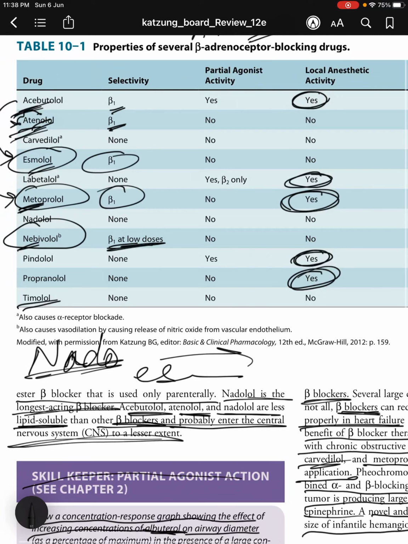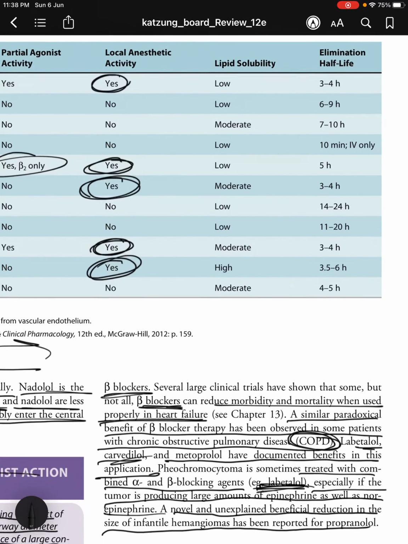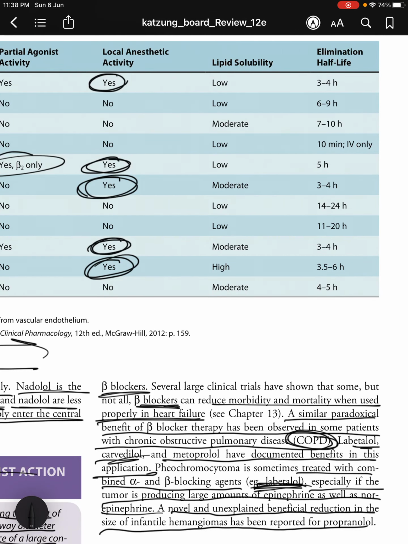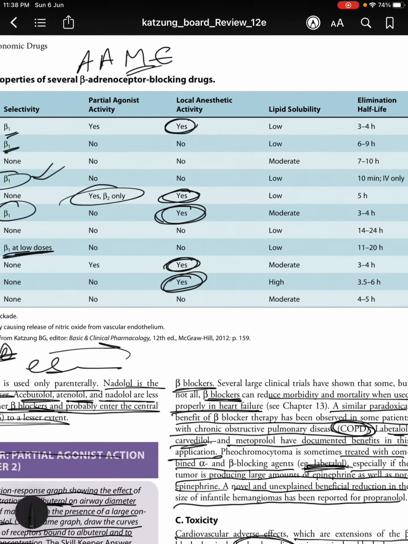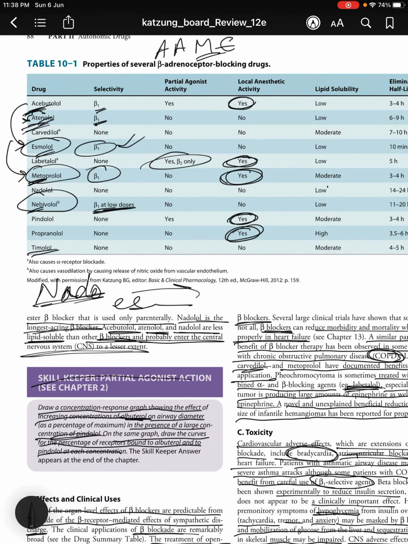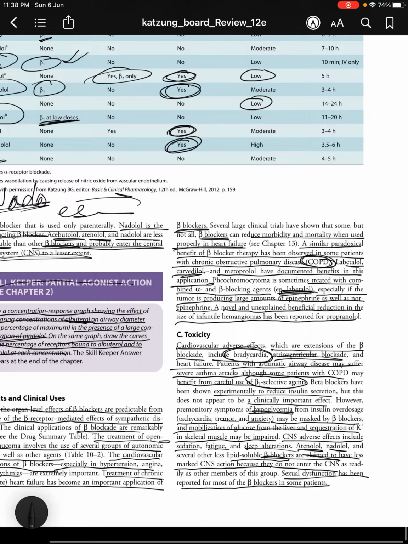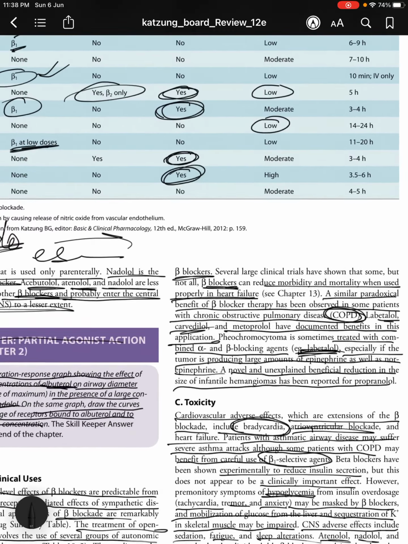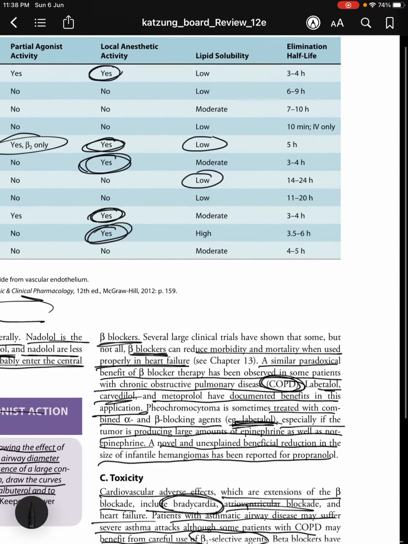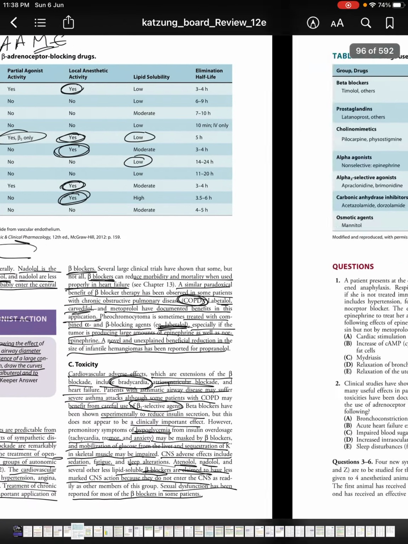Coming to partial agonist activity, if it is a selective beta 1 blocker, it does not have any partial agonist activity. Labetalol has beta 2 agonist activity. And now coming to lipid solubility, we already discussed this. There is low lipid solubility in the case of nadolol and labetalol, so that is why CNS effects are low. Atenolol, nadolol, and several other less soluble beta blockers don't have CNS effects because they cannot cross the blood-brain barrier.